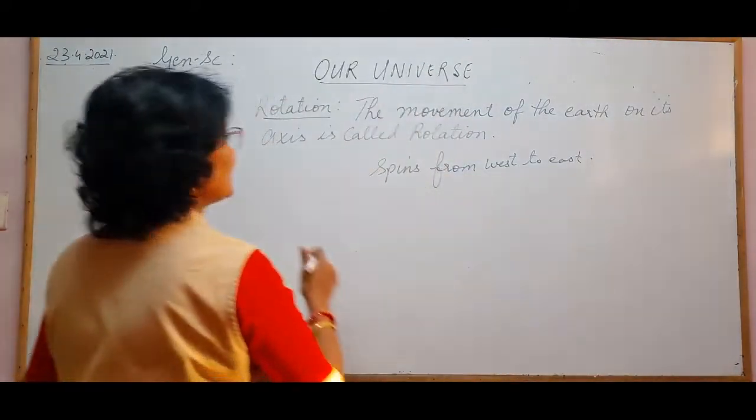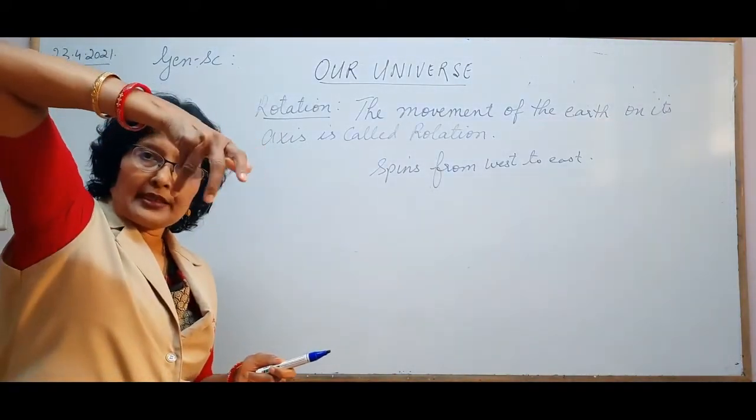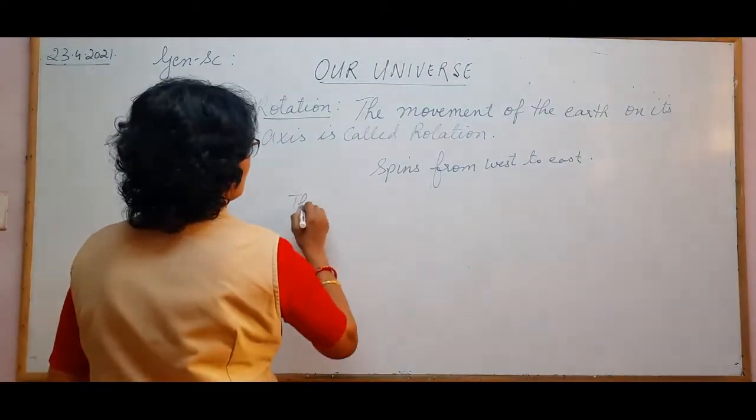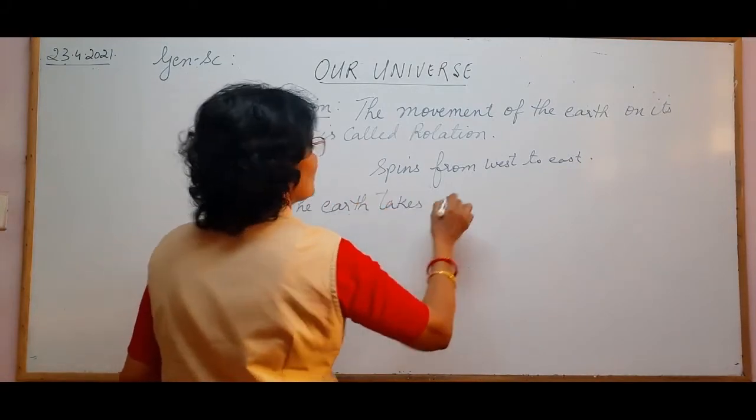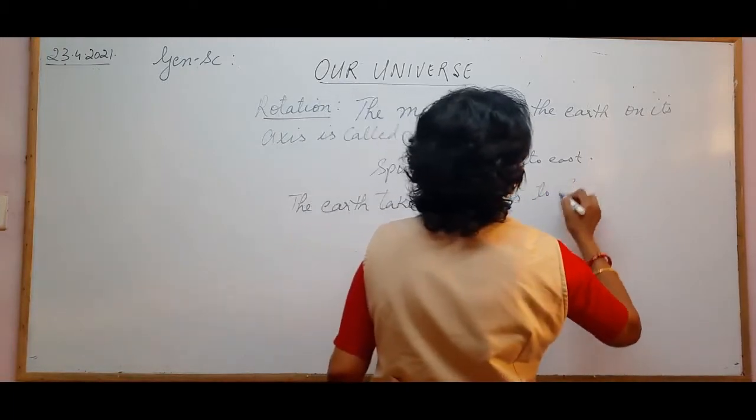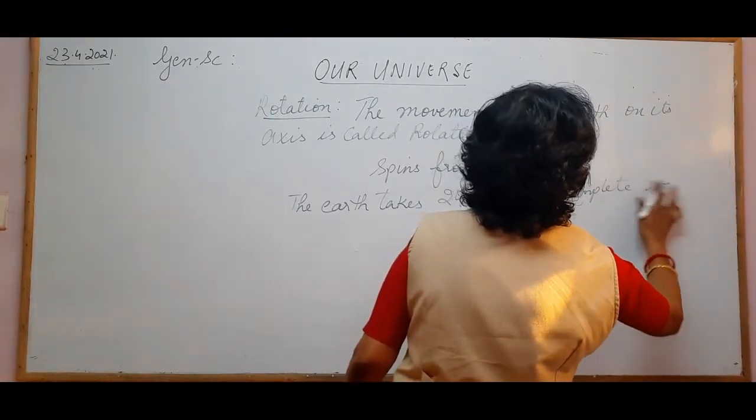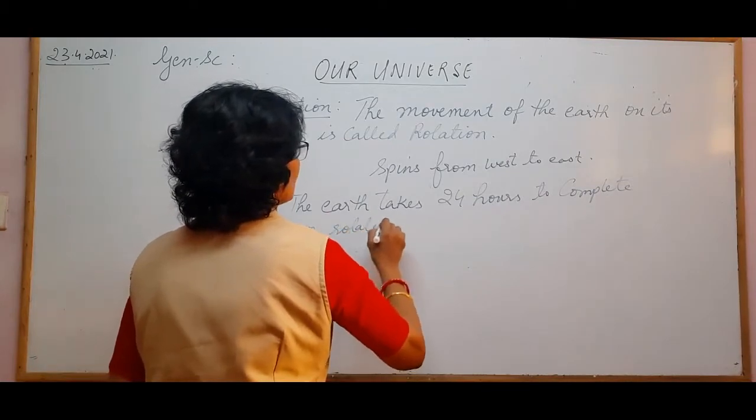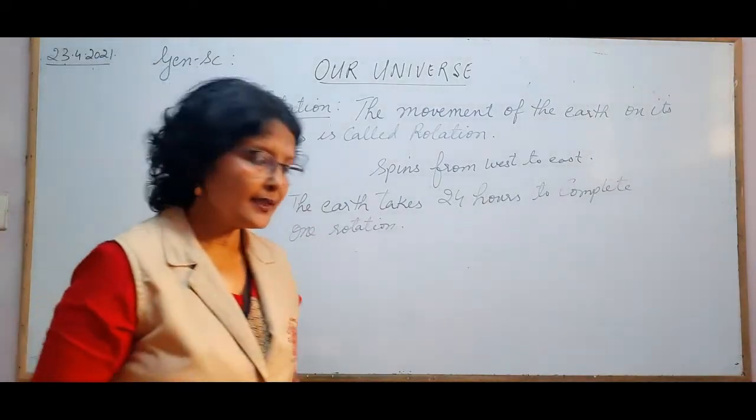Now, how much time does it take to complete one rotation? To spin only once, to complete one round. To complete one rotation, earth takes 24 hours.